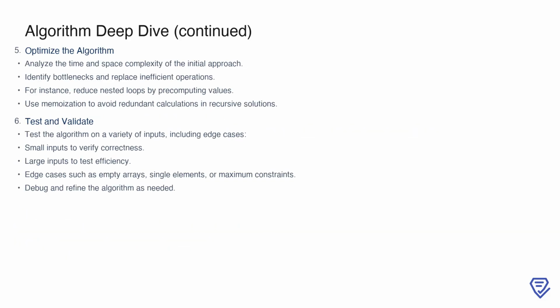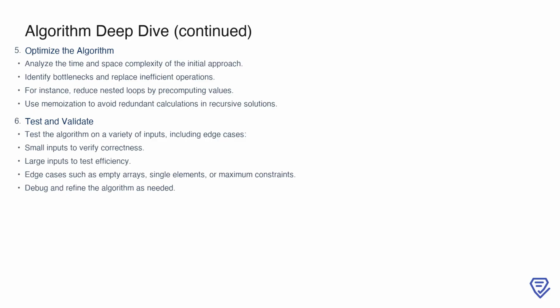Once the initial algorithm is developed, optimization becomes a key step. This involves analyzing the time and space complexity to identify potential bottlenecks. For instance, if your solution involves nested loops, you might explore ways to pre-compute values to reduce redundancy. In recursive solutions, techniques like memoization can eliminate repeated calculations and significantly improve performance.